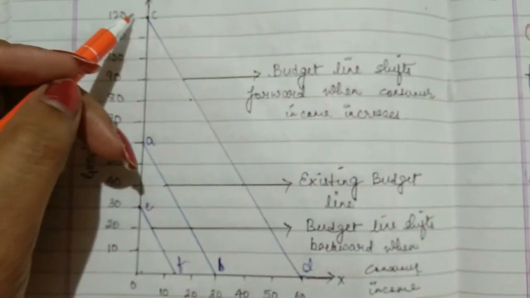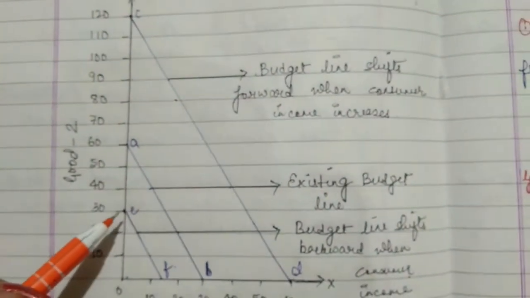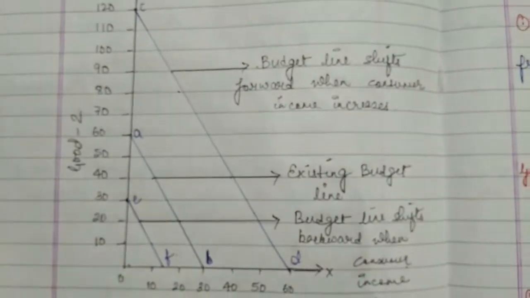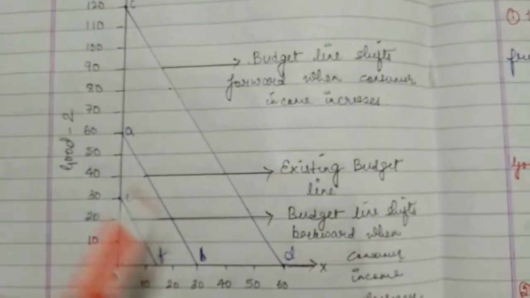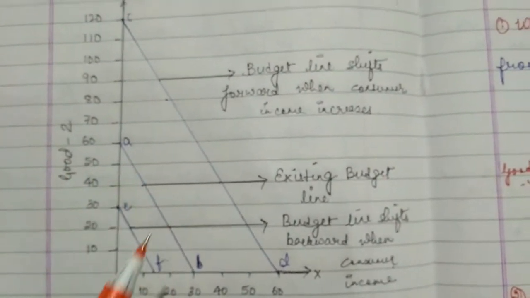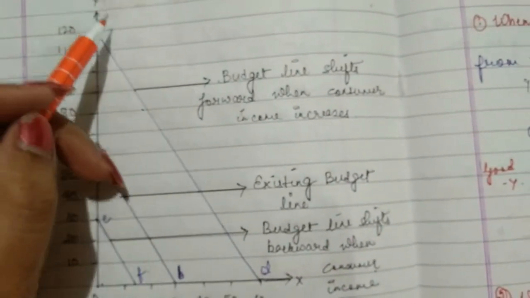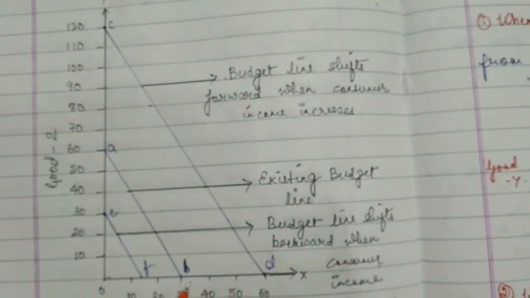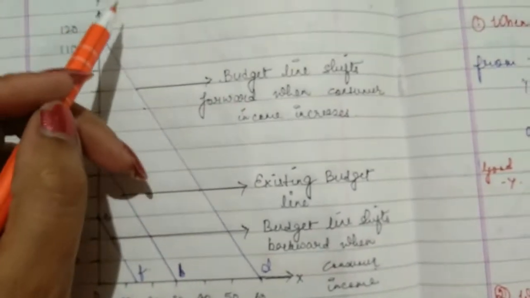120 was the consumer's highest income, then 60 was existing only, and 30 was when income decreases. So this is just the plotting of the same budget schedule which you have seen right now, and the plotting has been done when it was 60. This is the existing budget line AB, and when income increases you can see the budget line shifts forward to the right, and when income decreases it shifts backward.